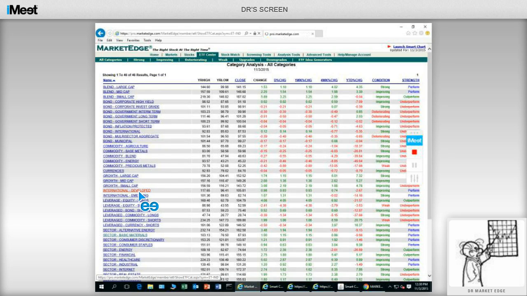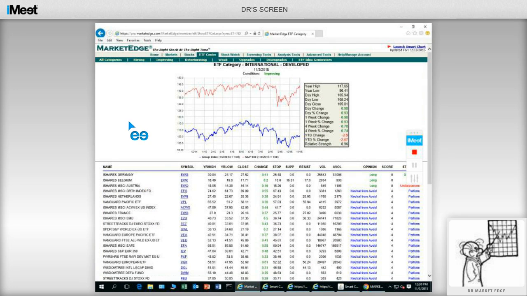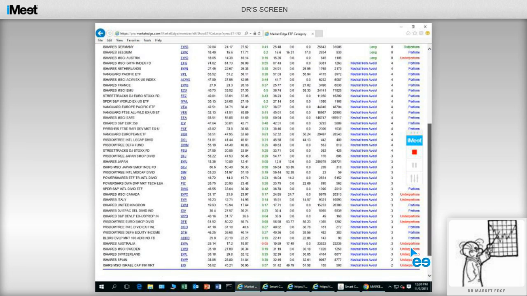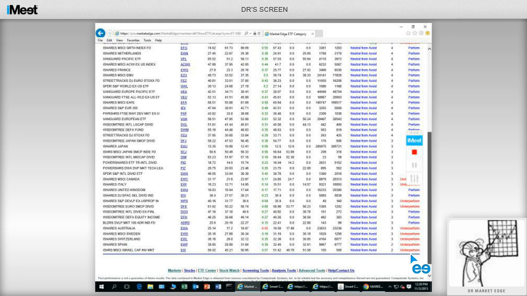Let's see here, international developed. Okay, as far as what's strong right now, Germany and Austria look strong in Europe. Belgium, the Netherlands. These are all getting upgraded. They all look fine. Here's the uptrend on the ETFs for Europe. Japan. Here we are, right about the middle. Not quite as strong as Europe, but they are neutral from an avoid, so they are getting upgraded.